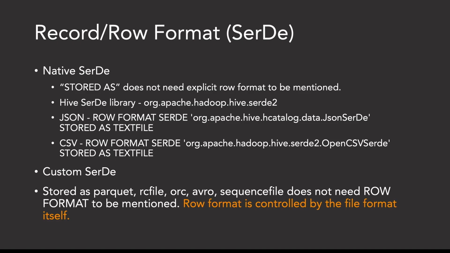The reason is that if you store your Hive table with binary storage formats like Parquet, RC file, ORC, Avro, sequence file, etc., you do not need to mention the row format, because the row format is controlled by the file format itself. So you do not need a separate row format for your tables.